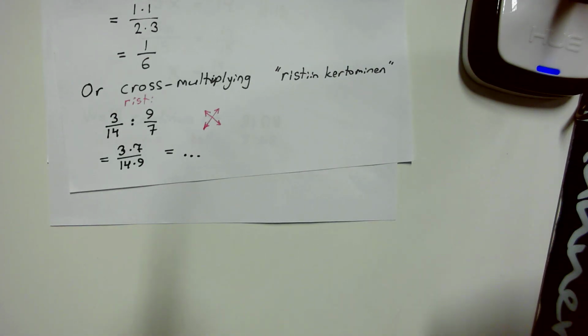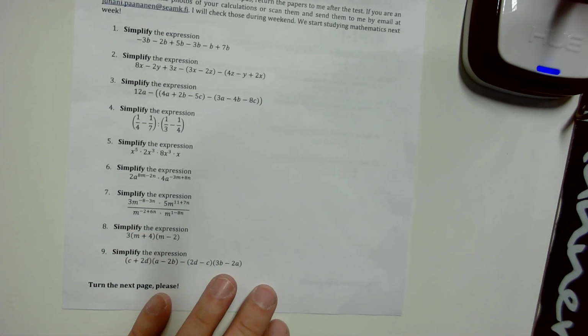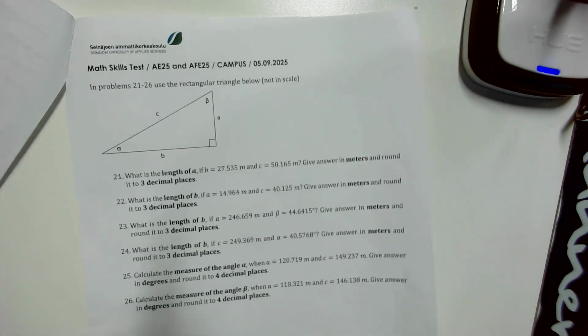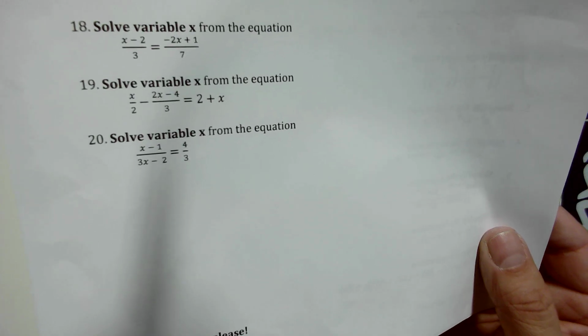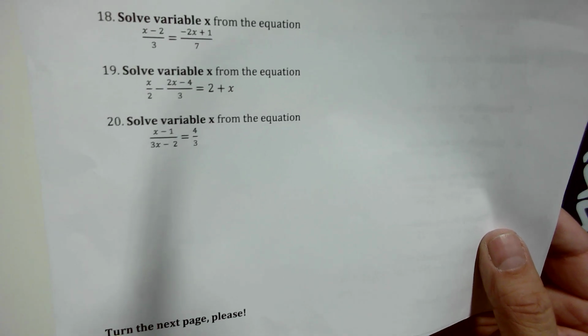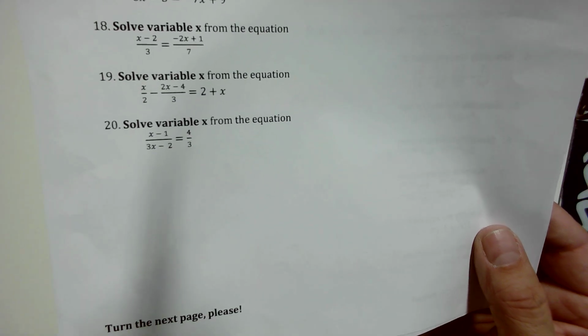Okay. And we had this test, and we will continue with the next problem, 18. It is a simple equation, this kind of equation. Solve variable x from the equation. Ratkaise muuttuja x yhtälöstä. This is one of the simplest exercises in this test.